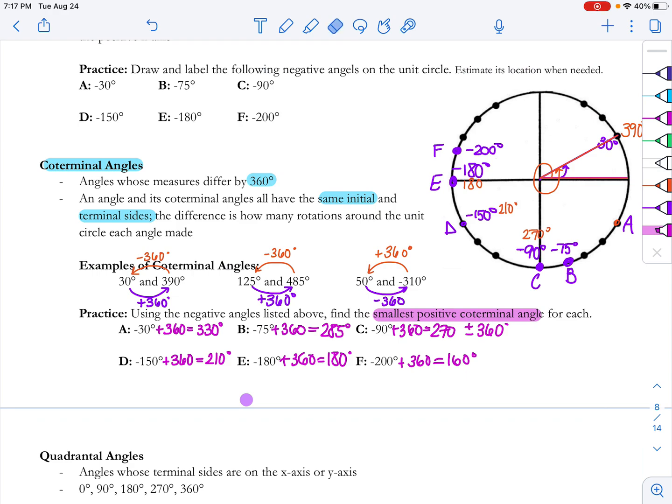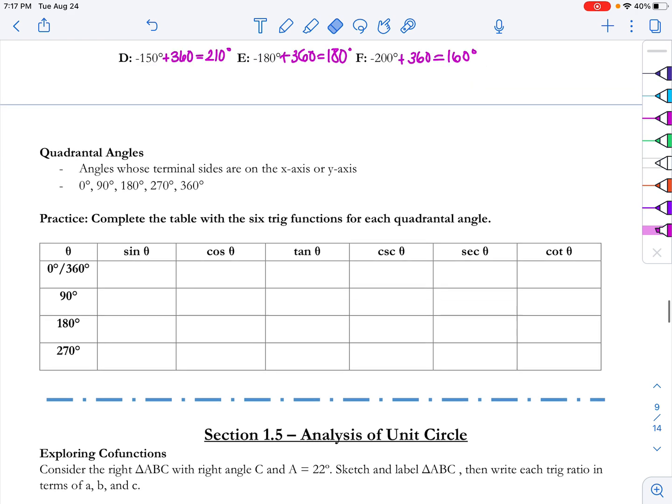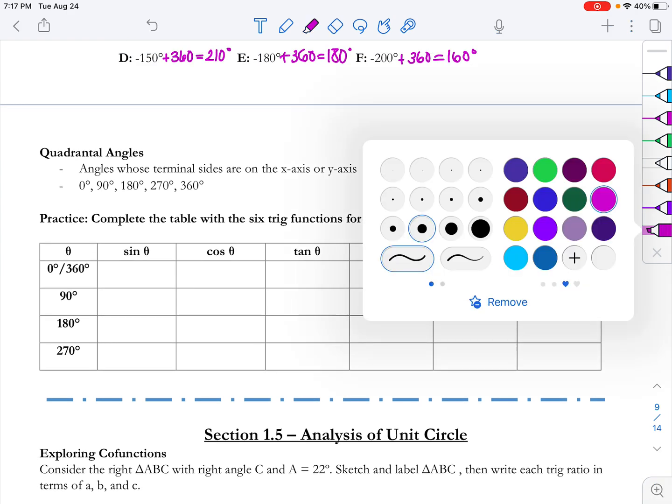Okay, and we're going to look at worksheet 4 in a second. I'll show you how we're going to work that into what we've been working with so far. So just hang tight. Let's talk about quadrantal angles really fast, and then we'll go to our worksheet 4.